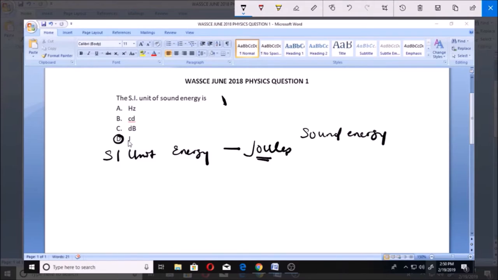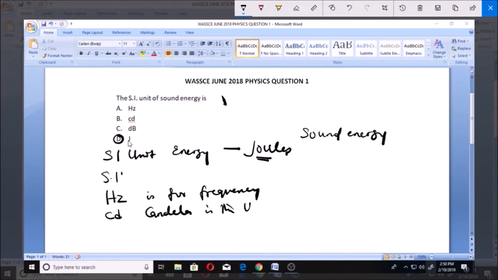Now, for more clarity, we are going to look at the SI unit for the other quantities. Let's look at hertz first. Hz is the unit for frequency. CD, also known as candela, is the unit for luminous intensity, in case you see the question in another form. That's what CD is for.